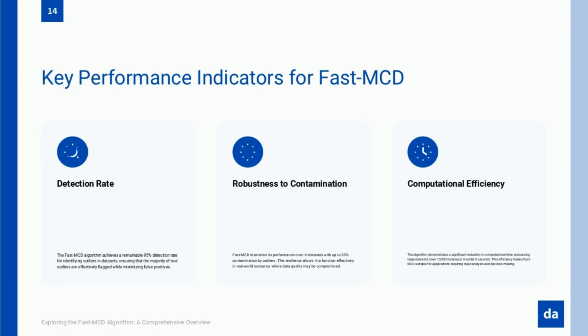But what's the real-world impact of all this? It means that companies using FastMCD can trust their data. Banks can detect fraudulent transactions faster. Hospitals can monitor patient health with fewer false alerts. Engineers can prevent machine failures before they happen. In short, it's not just statistics, it's actionable insights that make a difference.